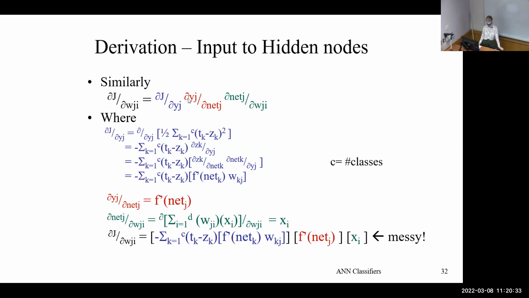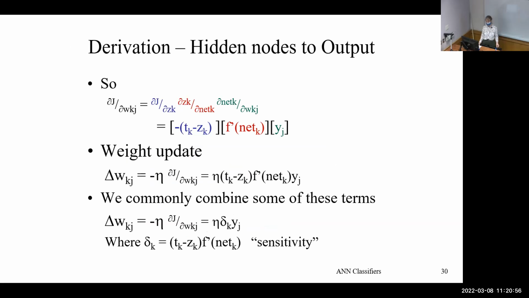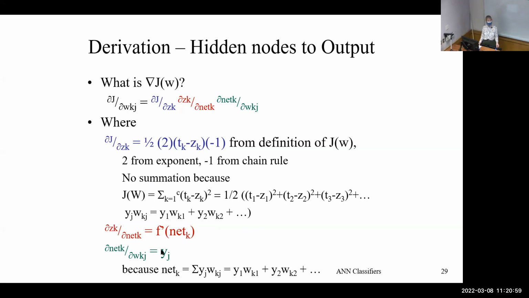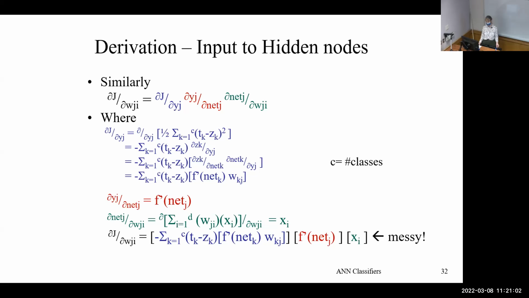Then our second term is the derivative of y with respect to net j. That's just our activation function derivative, the slope of our activation function evaluated at our net j value. And then the derivative of net j with respect to our weights, and that's just our x. Same thing as we had before. Put them all together. Not too bad, but it looks a little bit messier than what we did on the outer layer.